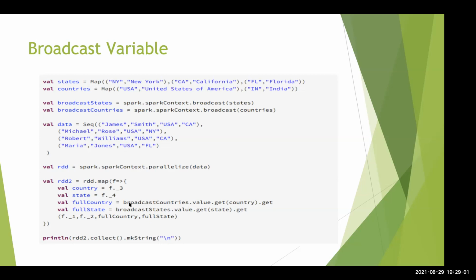From that broadcast variable, broadcastCountries.value gives me a map. From that map I call dot get, passing US as the country. It will give me the USA as an Option object, in Scala, and I use get to get the data as a string. The same is done here for the state. Then I build the output with first name, last name, then full country and full state. Instead of USA, it will be United States of America; instead of CA, it will be California, and so on for the other records. Then I print it just to check it out. So that's how broadcast variables work.